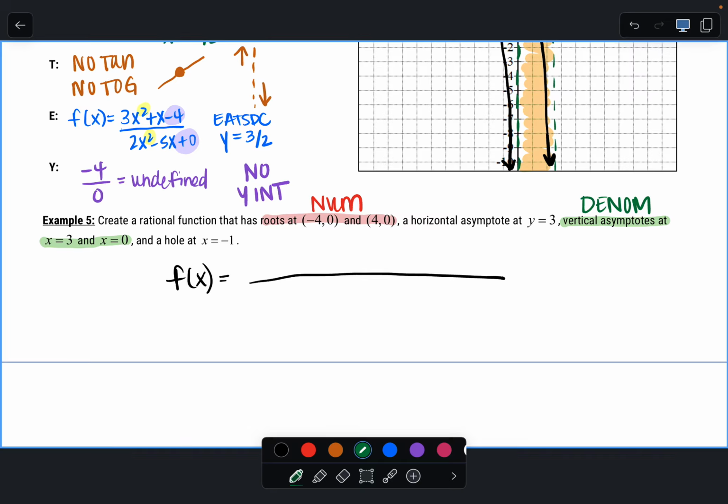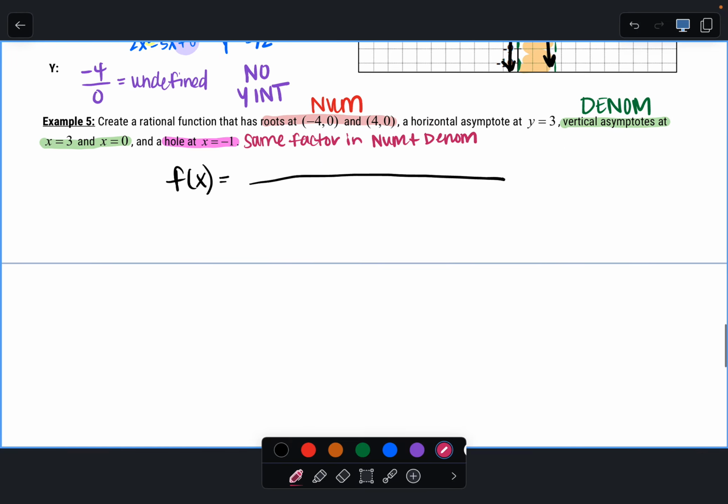The hole. How do we know if we have a hole in our graph? How do we know if we are given the equation that there's a hole in our graph? Go look at example 3. When we cancel something out. So I'm going to make a little note here that says same factor in the numerator and the denominator. Okay, so now we have to take these values, and I'm going to do horizontal at the very end, and we have to turn them into factors that make the original equation.